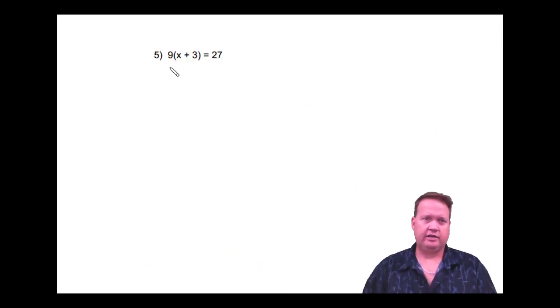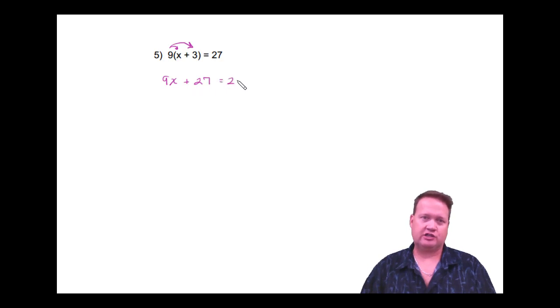Hey, I want to do one more of the examples from that lesson. It illustrates an interesting scenario, maybe one of the first times we've seen this in this class. We're going to distribute the 9 because it's on the outside of the parentheses. So we have 9 times x, which is 9x, and then you have plus, and then you have 9 times 3, which is 27.